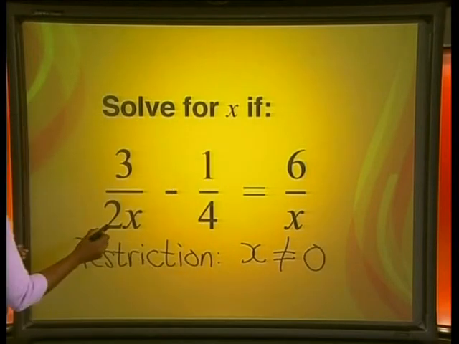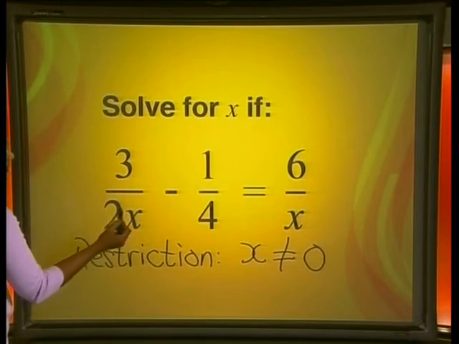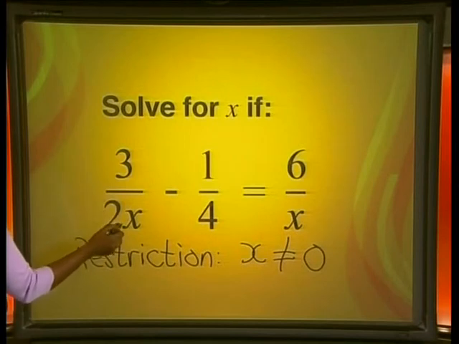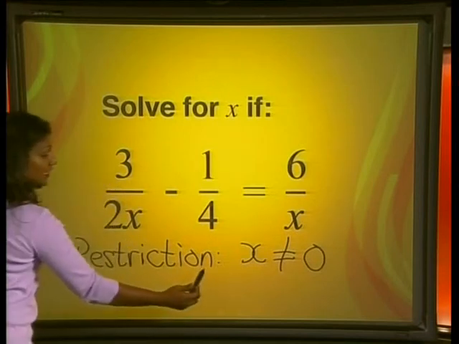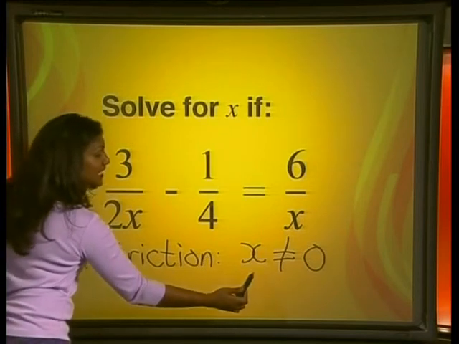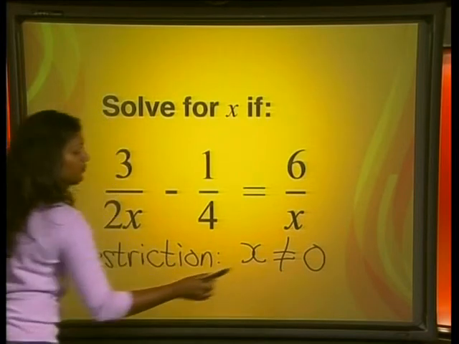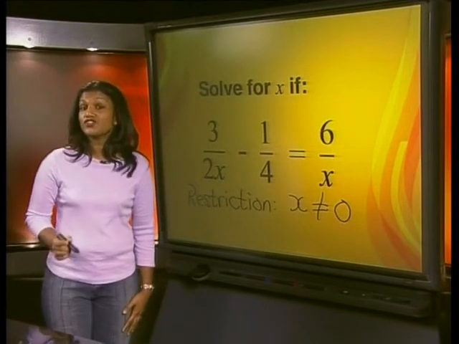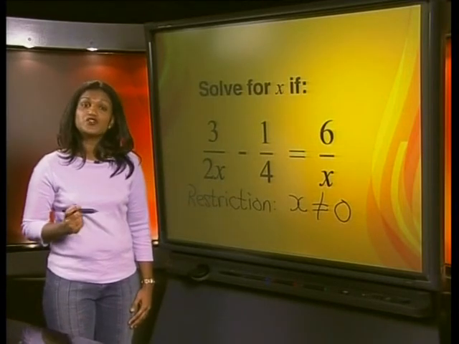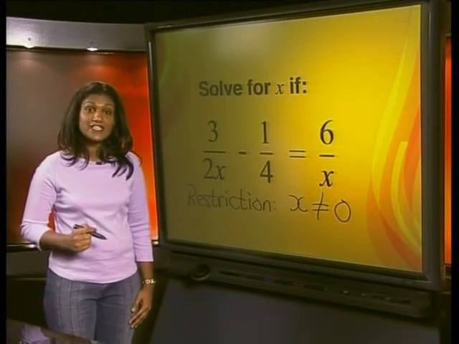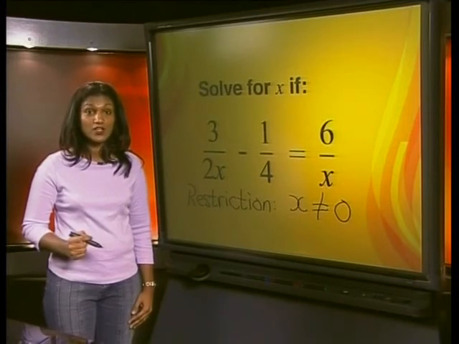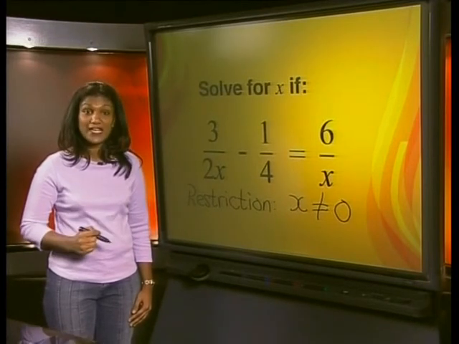Now in this fraction, the same is true. If x were equal to 0, 2 times 0 would be 0. 3 divided by 0 would make this fraction undefined. So the restriction is still true. x is not equal to 0. When you solve an equation, always remember that if the fraction contains an unknown in the denominator, always check that your denominator is defined.